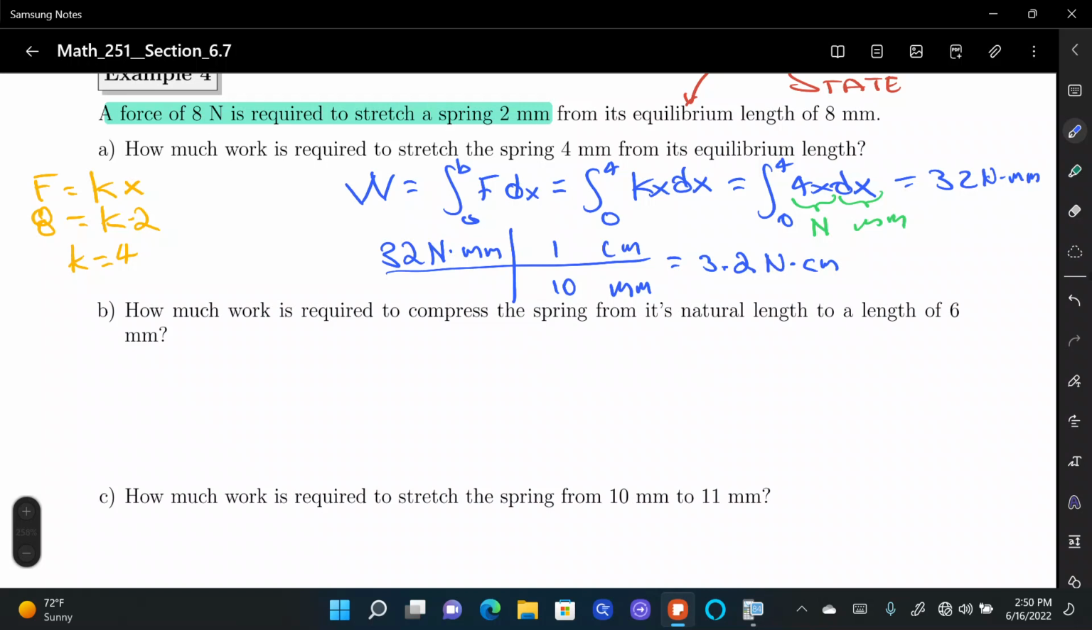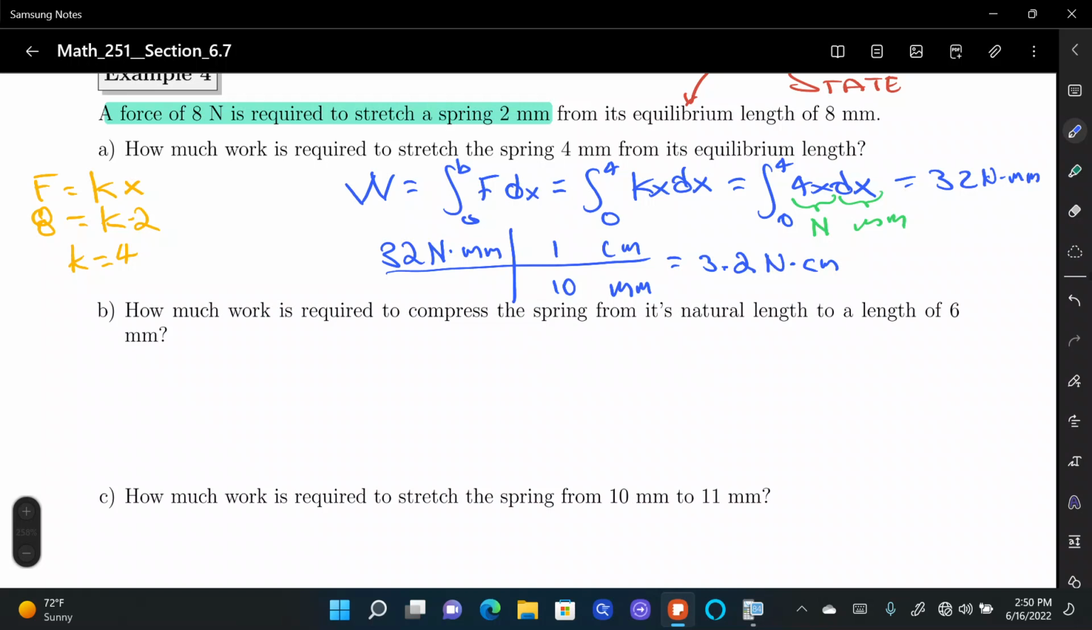So springs vary. Maybe there are other kinds of springs that may need a larger amount of force, like maybe, let's say 32 newtons, just to stretch it 1 millimeter. And well, that's part of the K in this case. It's part of the design of the springs.